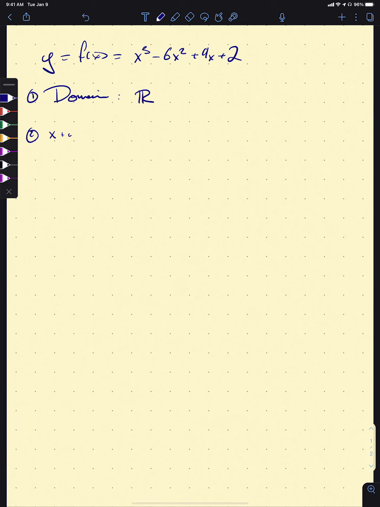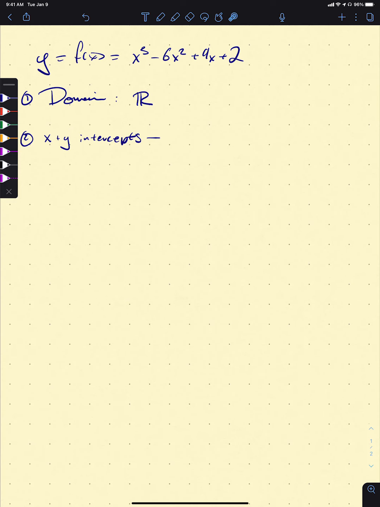Step 2, we want to take a look at the x and y intercepts. The y-intercept is going to be fairly easy, right? The y-intercept happens when x equals 0. So all of these terms are 0, and we're left with 2. So the y-intercept is 2.